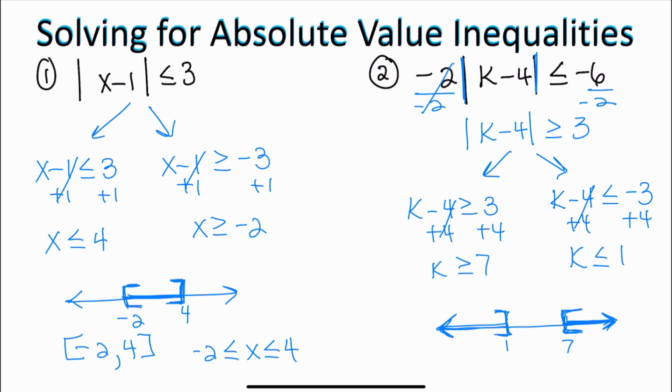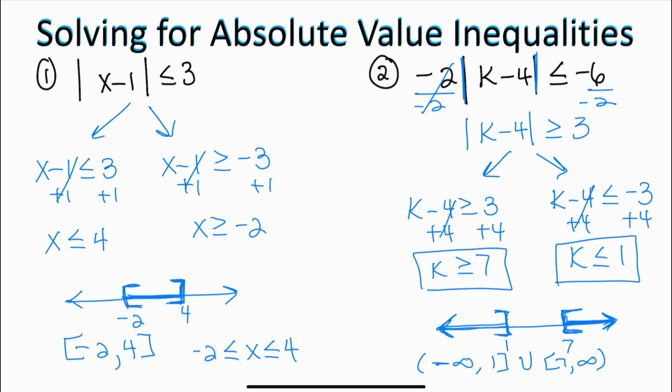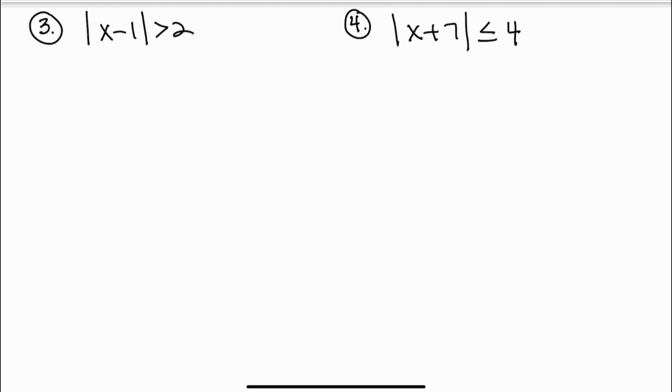If I want to write this in interval notation, I basically say that I want all the numbers that are coming from negative infinity until I get to positive 1, union, from positive 7 all the way to positive infinity. As an inequality, you just basically write the answer exactly the way you got it when you actually solve the problem. Moving on to example number 3.